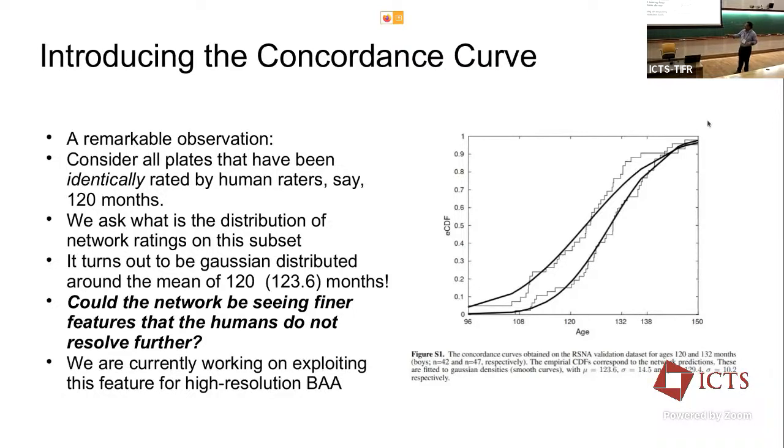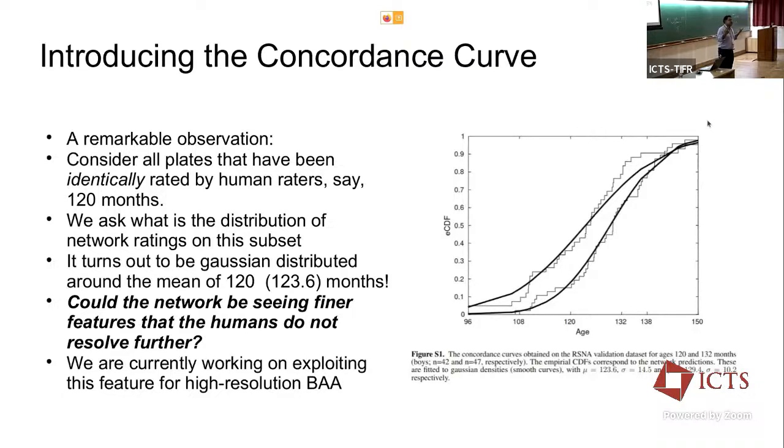What is the distribution of network ratings on a subset where all of the human raters have agreed it's 120 months? One curve for 120, the other for 132. It turns out that the distribution is nearly a Gaussian, and the mean is close to about 120. So it seems like the network is doing one of two things. Either the network knows that it's 120 up to a distribution that it cannot further qualify, so it's sort of sampling various predictions from a distribution centered on 120.